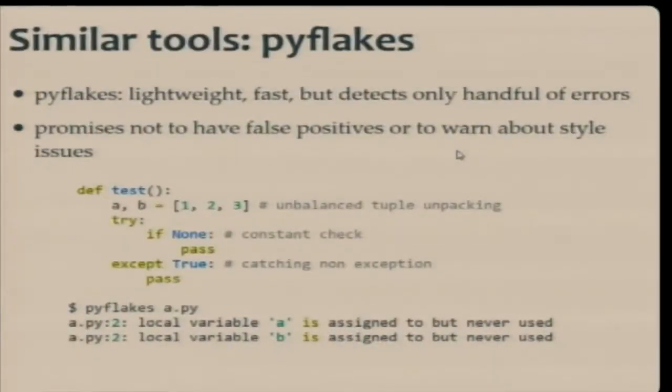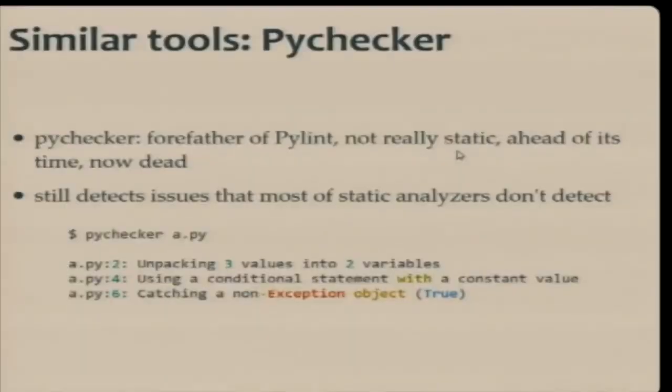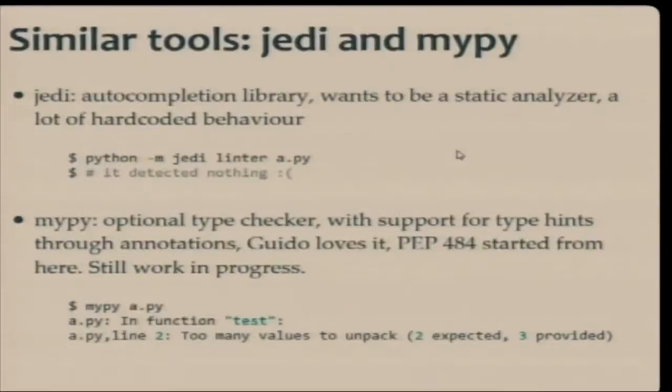As you can see in this example, we are unpacking three items into two variables, or we have a constant check, or we're catching an exception which is not really an exception. And PyFlakes, as you can see, detected almost nothing, while PyChecker detected all of these errors. There's also Jedi and MyPy.